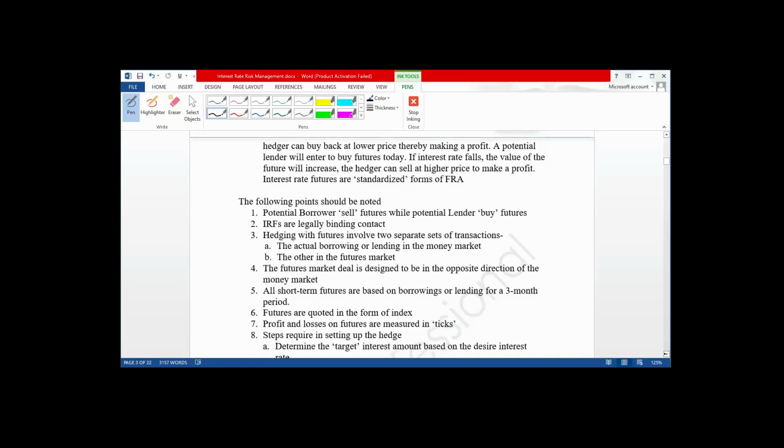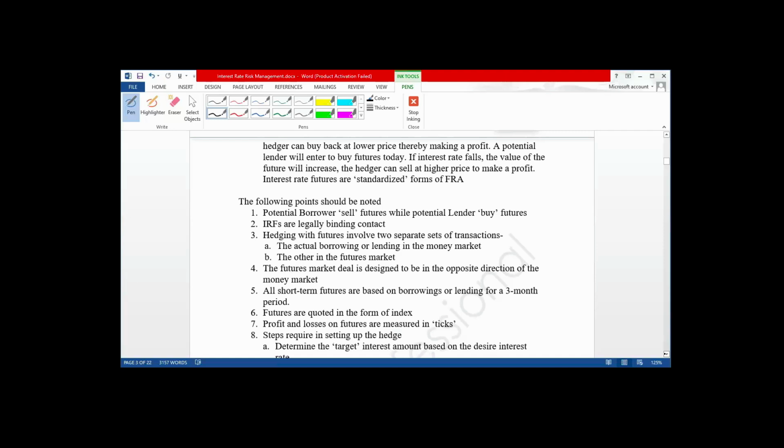All short-term futures are based on borrowing or lending for a 3-month period. Please note, futures contracts are for 3 months. You can have March contracts, June contracts, September contracts, and December contracts. The contracts are for three months.